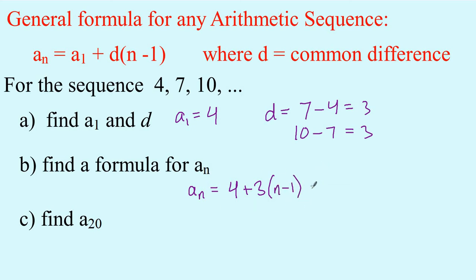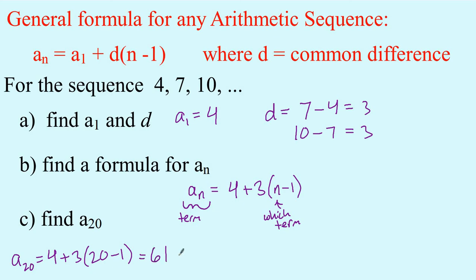There's your formula. It's very important that you understand that a sub n is the actual term. And n is where it is in line. So which term? First term, third term, 100th term. Now, to find the 20th term, all we would need to do is take that first term plus the difference times n, which is 20 minus 1. We plug that in, I believe we get 61.